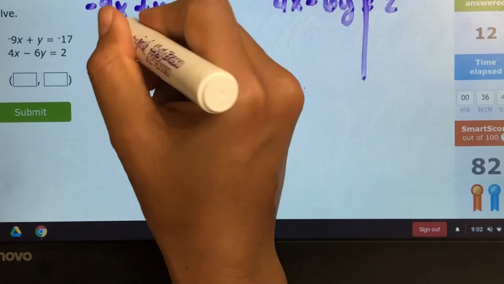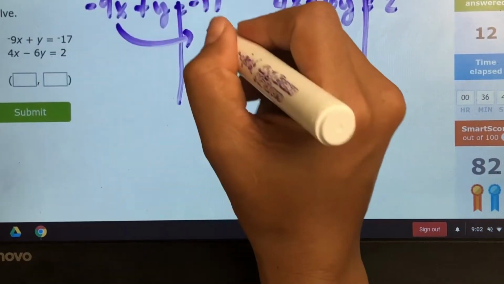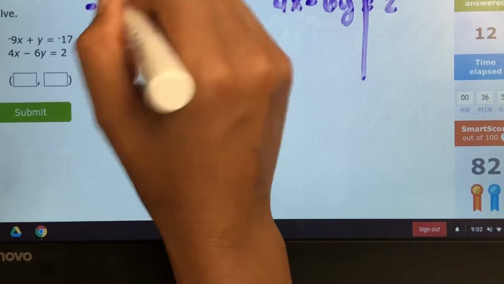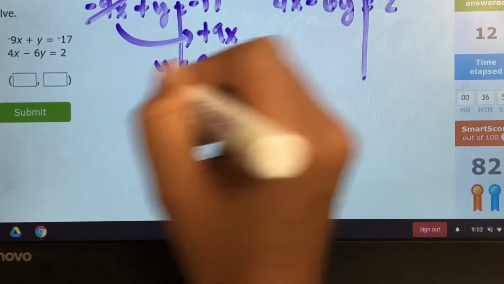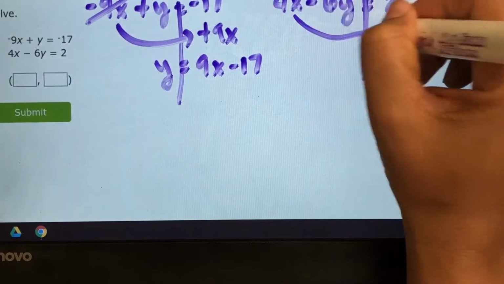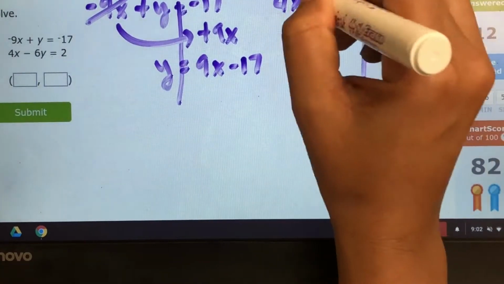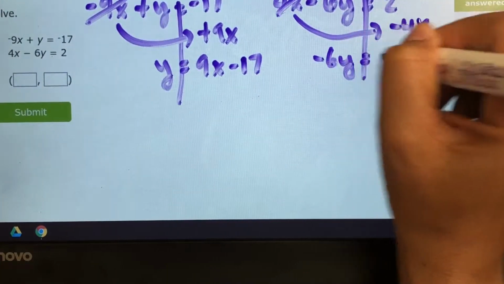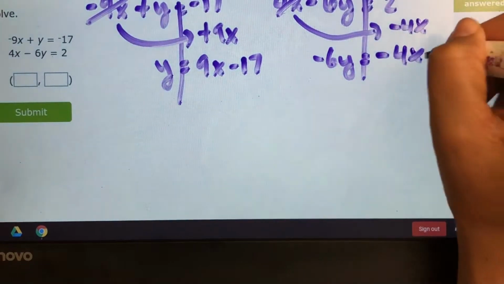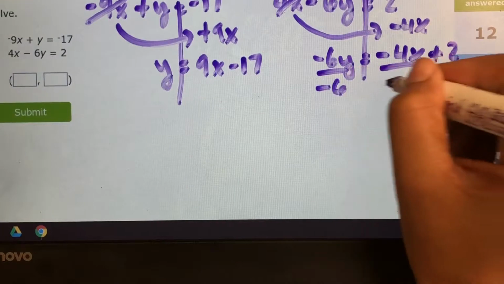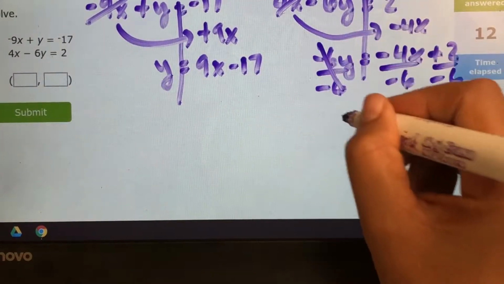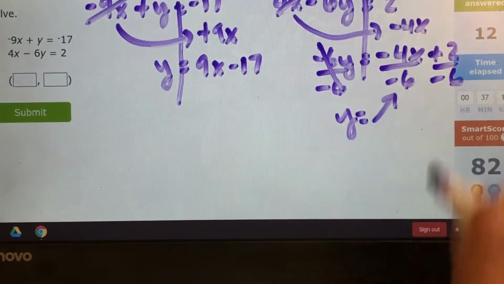So y equals. So here goes the other side. It becomes what? Positive 9x. So you have y equals 9x minus 17. That's already y equals. On this one, take it to that side, negative 4x. So you have negative 6y equals negative 4x, and you have plus 2. Divide everything by what? Negative 6. And I have my y equals already.